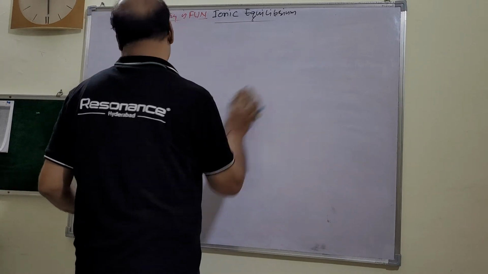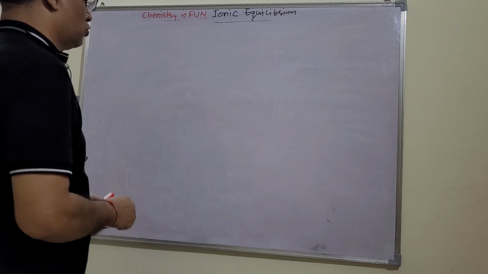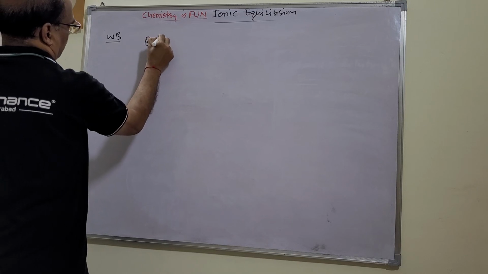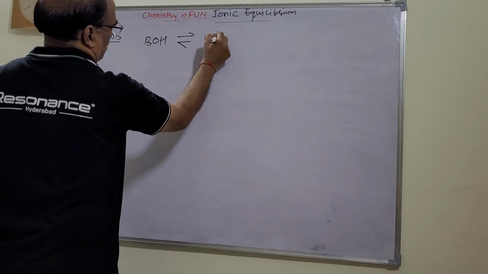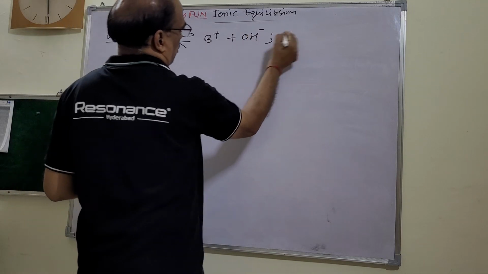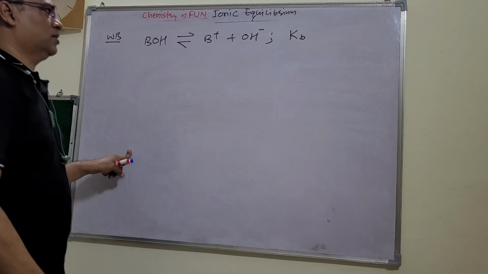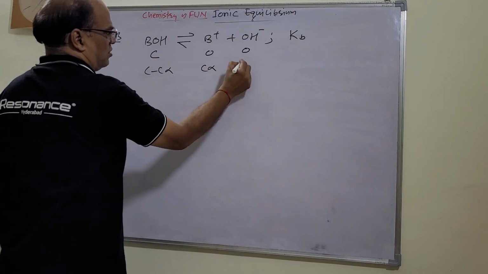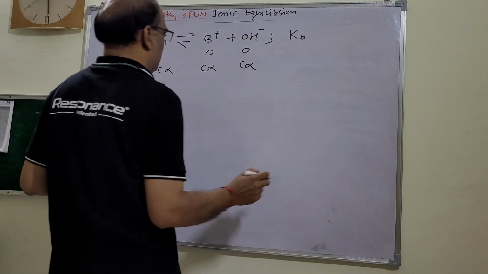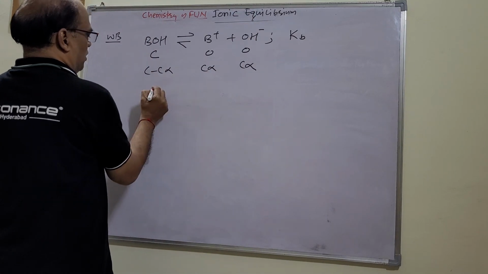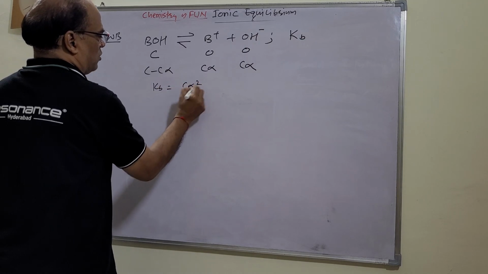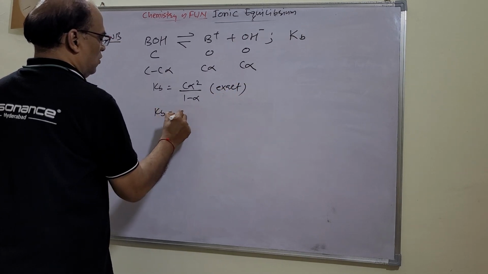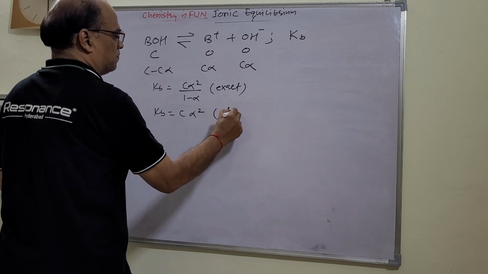A similar treatment I can do for the weak base also. Suppose a weak base, say BOH. It will ionize like this: B plus and OH ion. We call Kb the base ionization constant. Same thing: initial concentration C, 0, 0, then C minus C alpha, C alpha, C alpha. Only a revision thing. So now you can recall the exact value of Kb will be C alpha square upon 1 minus alpha. This is the exact expression. Now Kb is equal to C alpha square, the approximate expression.